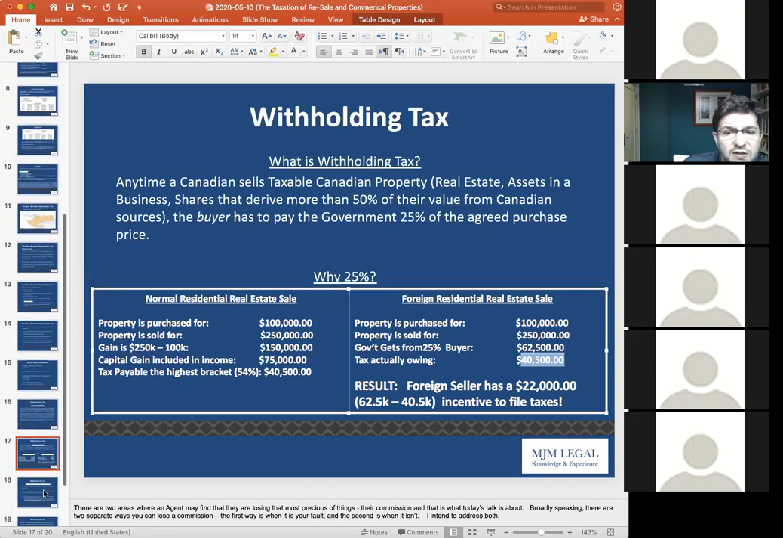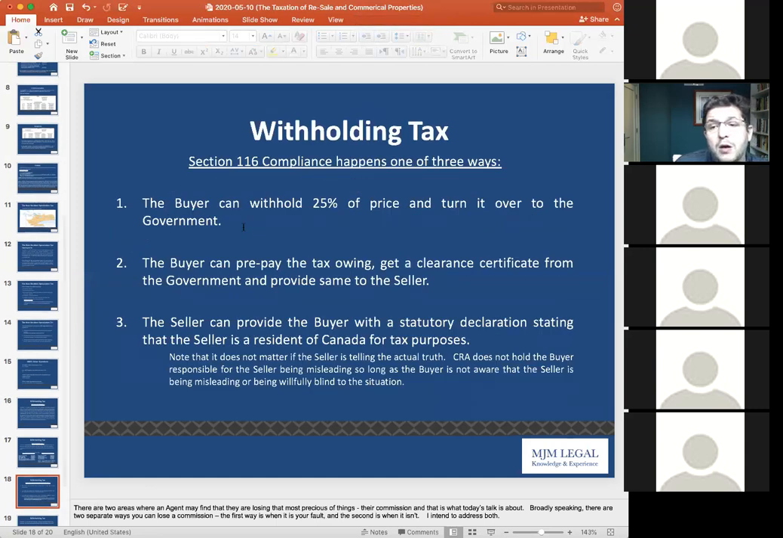Does that make sense, firstly, why it's there for 25% before I go on? By the way, it's 50% for commercial properties. Okay, but of course that doesn't happen. We are allowed to transfer 100% of the value of the property in the event that we obtain one of three things. Either the buyer can give 25% to the government, as we discussed.